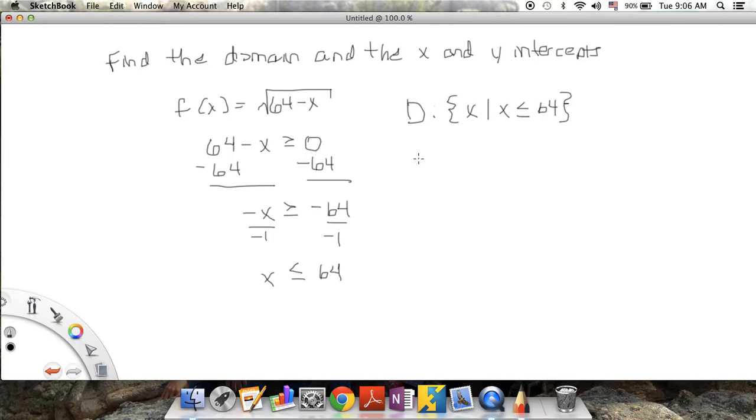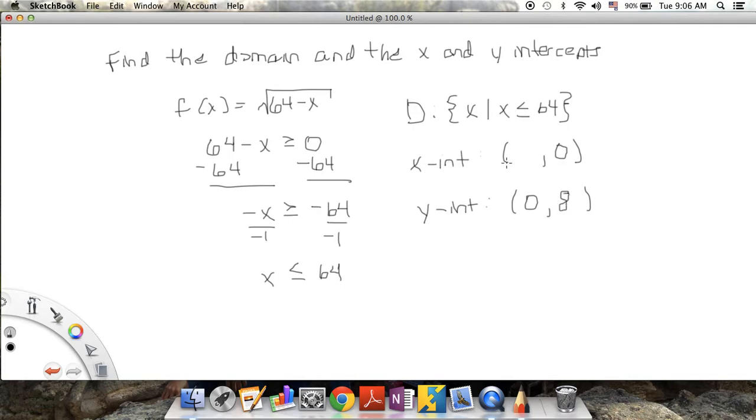Now, what are our x and y intercepts? Well, for an x-intercept, remember, that's where it crosses the x-axis, so y equals 0. And for our y-intercept, that's where it crosses the y-axis, so x equals 0. So the y-intercept is easy. We just come over here, put in 0, and we get 64 minus 0, which is just 64. Take the square root, and we get 8.